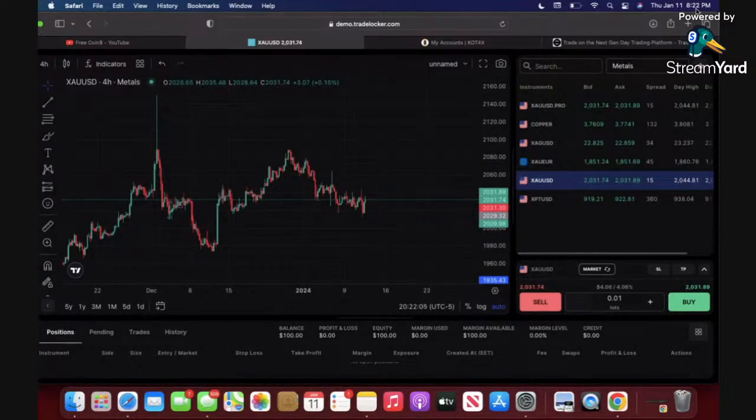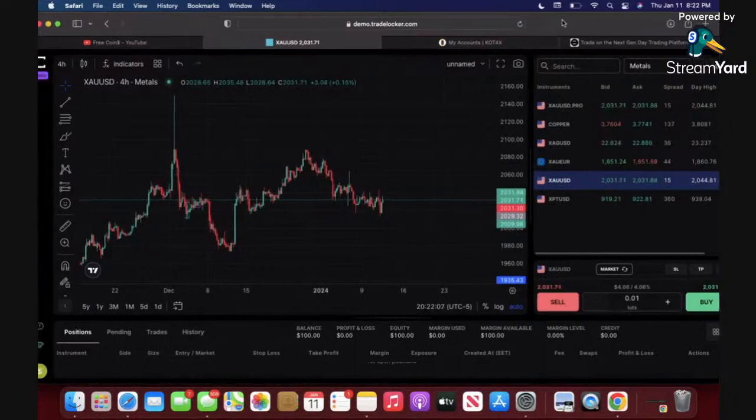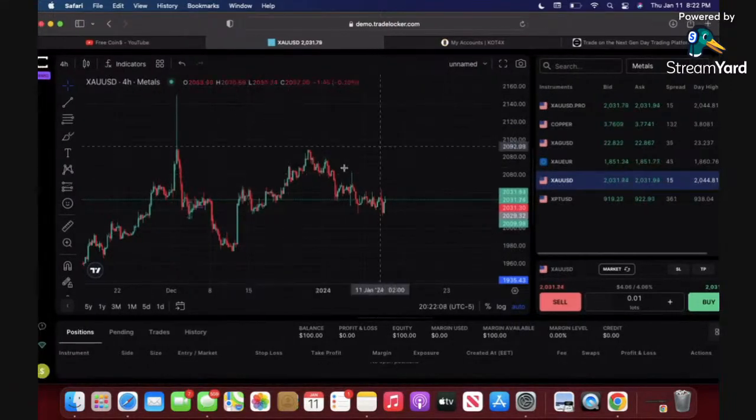It's 8:22 p.m., so the market is closed. So this is not to gain any type of money. This is not trying to show y'all how I trade or anything like that.